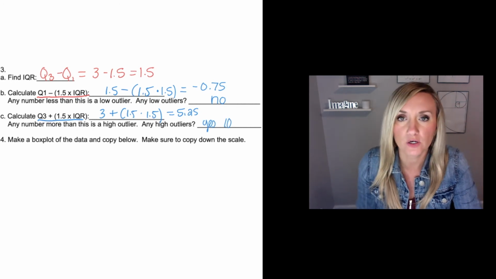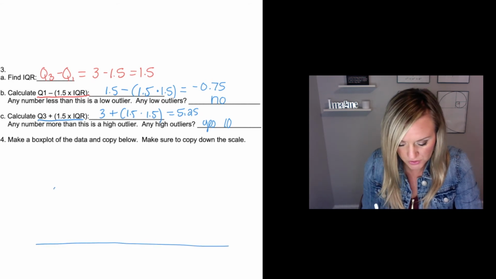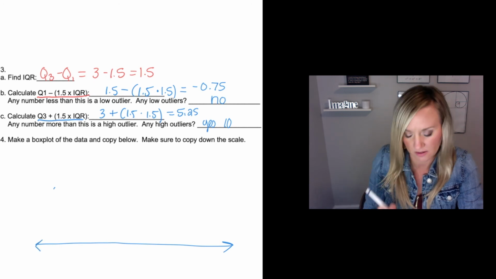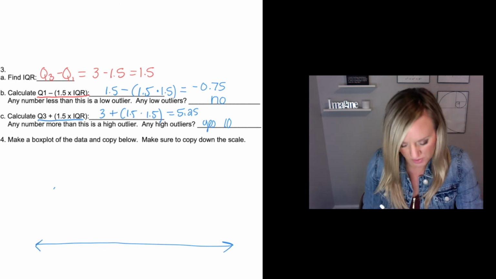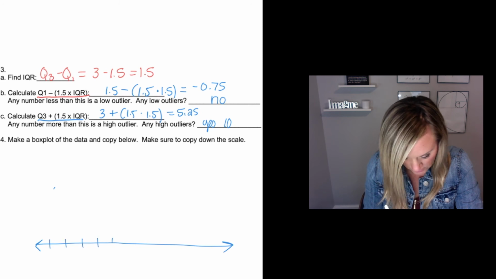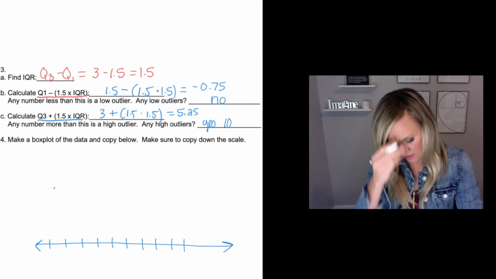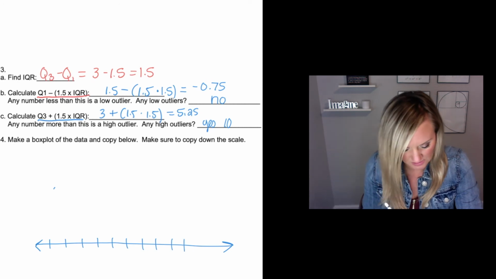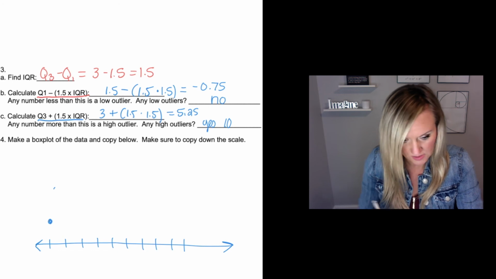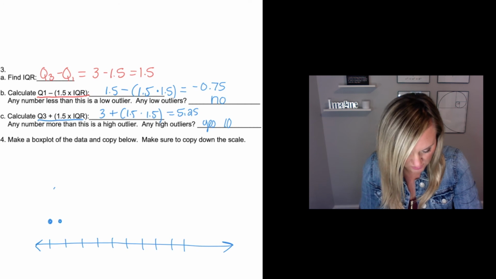Now we're going to create a box plot with our data. First, let's do a nice scale. Very important. Notice I tried to do a dot for the minimum. Don't do that. I'm going to try my best: 1, 2, 3, 4, 5, 6, 7, 8, 9, 10, equally spaced as best I can. Our lowest is 1. Then we had 1.5, which was here.